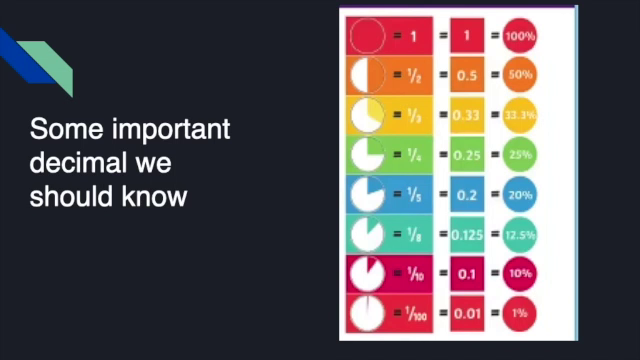This is some important decimals we should know. As you can see at the top, one means complete, which is called 100%. After that, half is called 0.5, then one third is called 0.33, and one fourth is called 0.25. Later it goes on, as you can see in the chart.